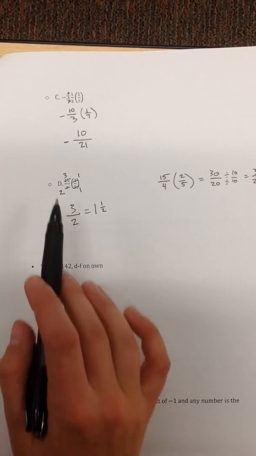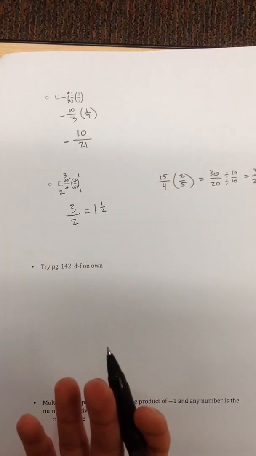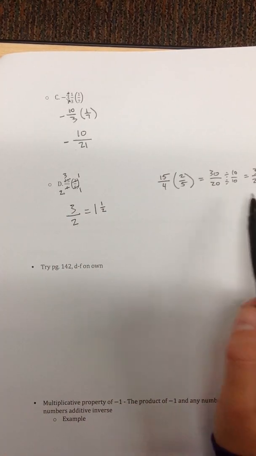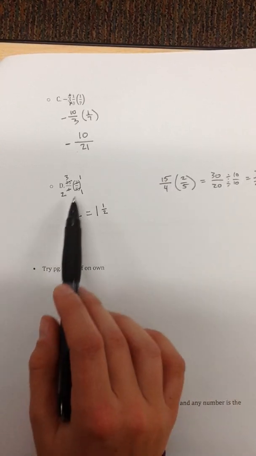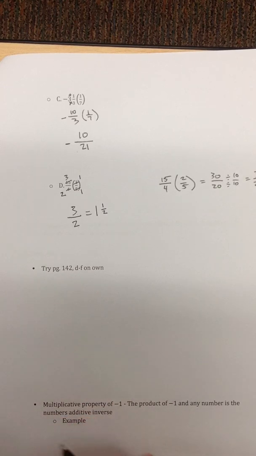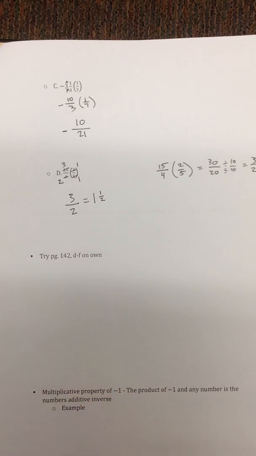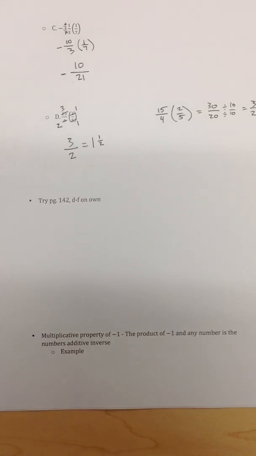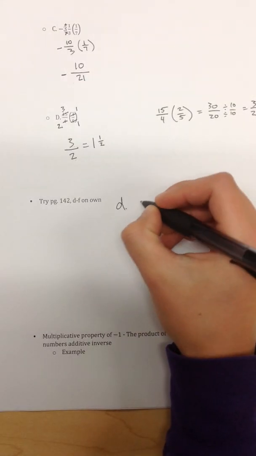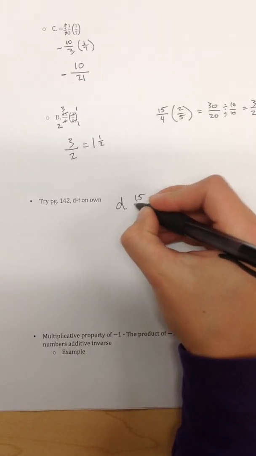So I just like doing the reducing at the beginning so I don't have to worry about as big of numbers there. You can just multiply straight out and then do your reducing at the end, but I think it's easier to do the reducing at the beginning so you're not working with such big numbers. Okay, so on page 142, try out D through F and I'll get you the answers. So for D, they got 15 over 28.